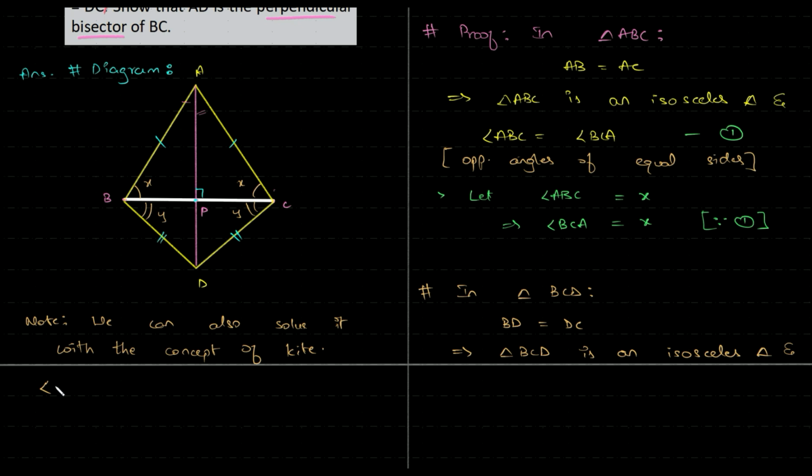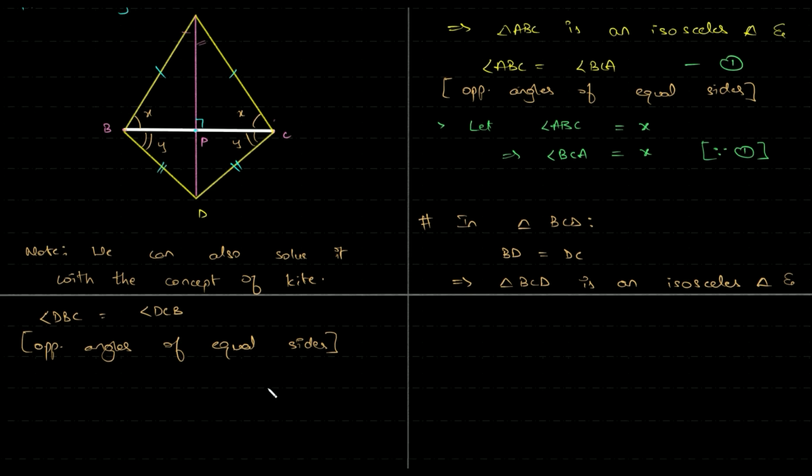And here also we have angle DBC is equal to angle DCB. So we have opposite angles of equal sides. Okay, we'll call this as, let angle DBC be equal to X. This implies angle DCB is also equal to, not X, sorry, Y.